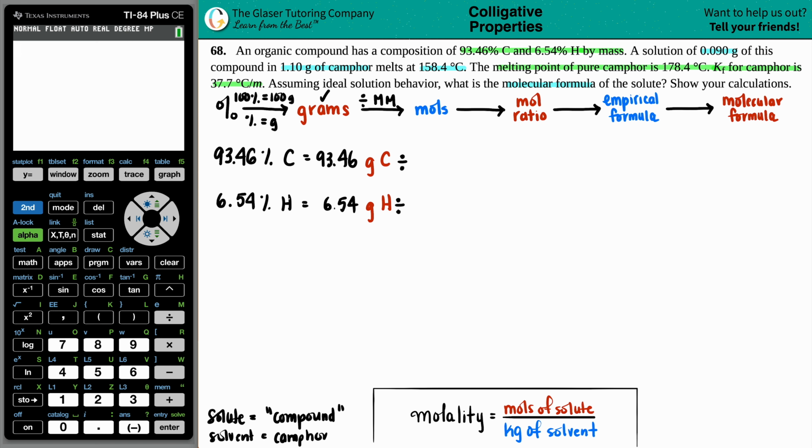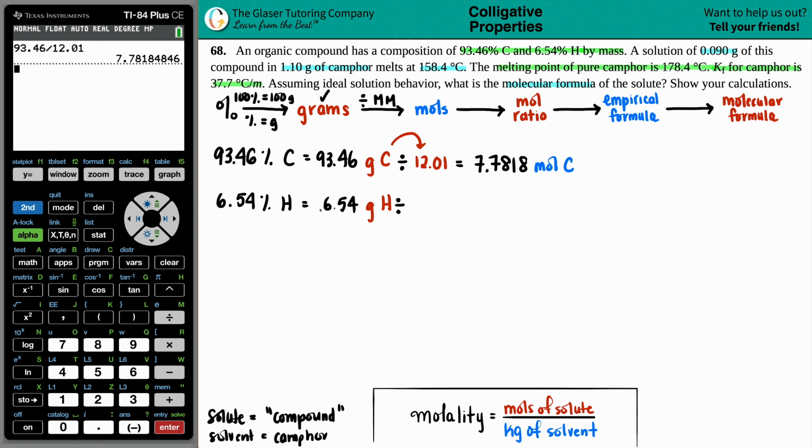On the periodic table, I just have to look up the grams. For carbon, it looks like it's 12.01, right? 12.01 grams per mole. So I'm going to take that 93.46 and divide by 12.01. Okay, and I get roughly 7.7818. And that's now the moles of the carbon.